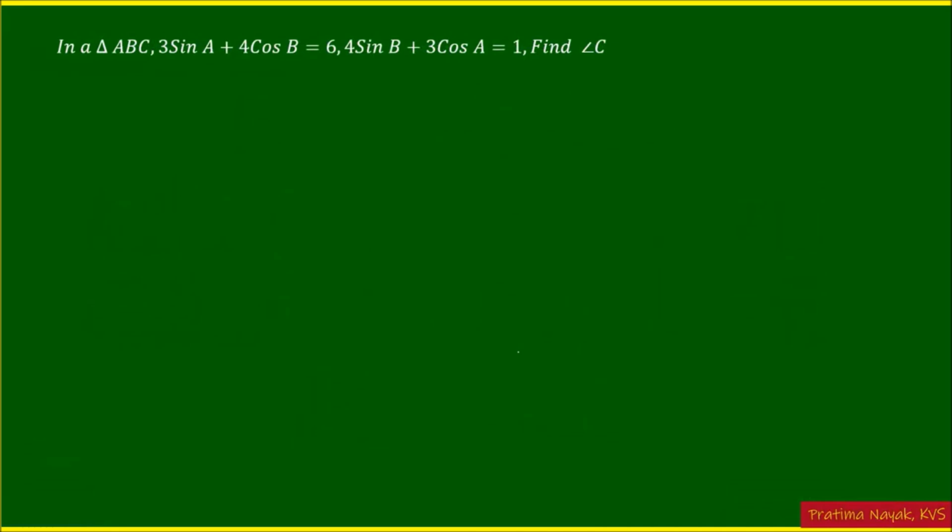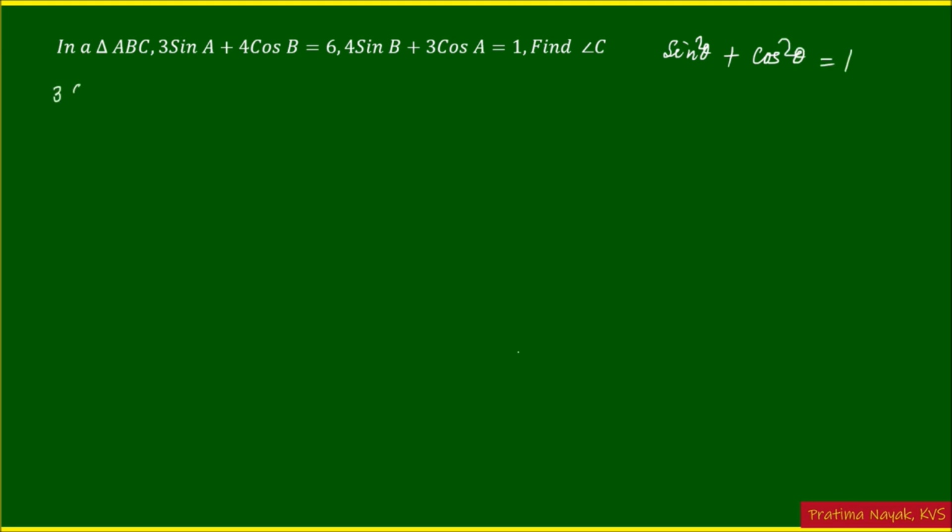See the question? We have to find the angle C when the trigonometric ratios of A and B are given. So we need a simple basic knowledge of trigonometry, that is sine square theta plus cos square theta. The result is always 1 for theta being any angle.